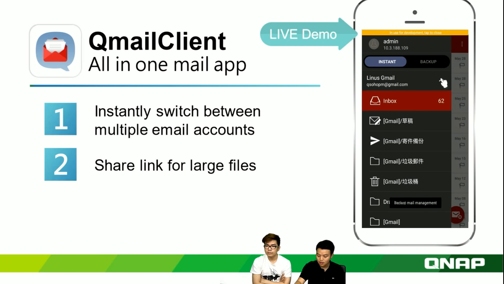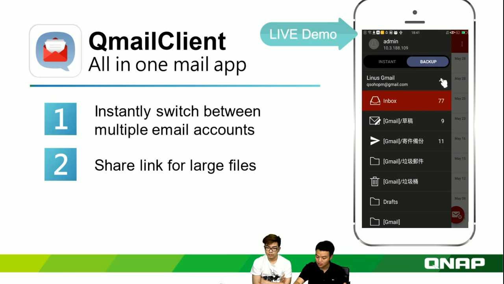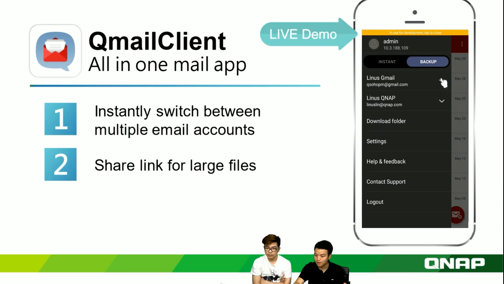And the idea is if you choose instant, your client side will continuously reach out and ask your NAS, is there a new mail being backed up here? And if you are using backup, as you turn on this app, you will see the hundreds of mails in the NAS, that's what you're going to see, until next time you say refresh. Yeah, and that's basically the idea, trying to save your data plan. So this is the basic idea.